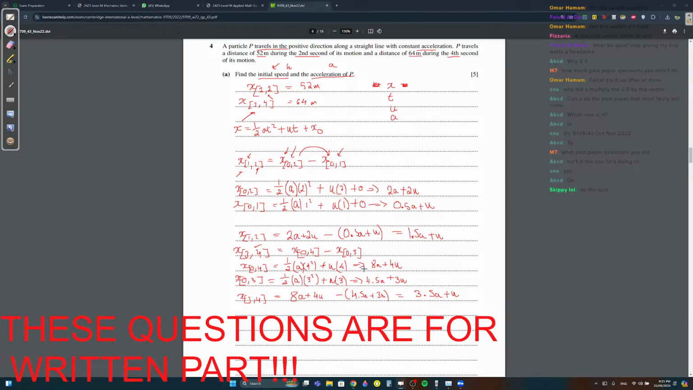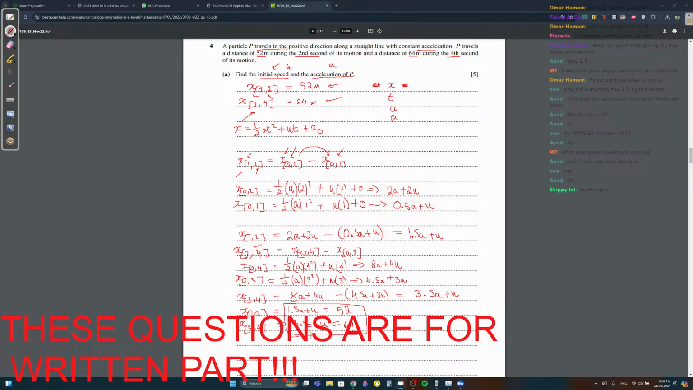So we have now 2 equations. We know x12 is equal to 1.5a plus u, which we said is equal to, if you look up in the second second, 52. So we know that 1.5a plus u is equal to 52. And then we know that x for 3, 4 is equal to 3.5a plus u, which is equal to, like we said up here, 64.